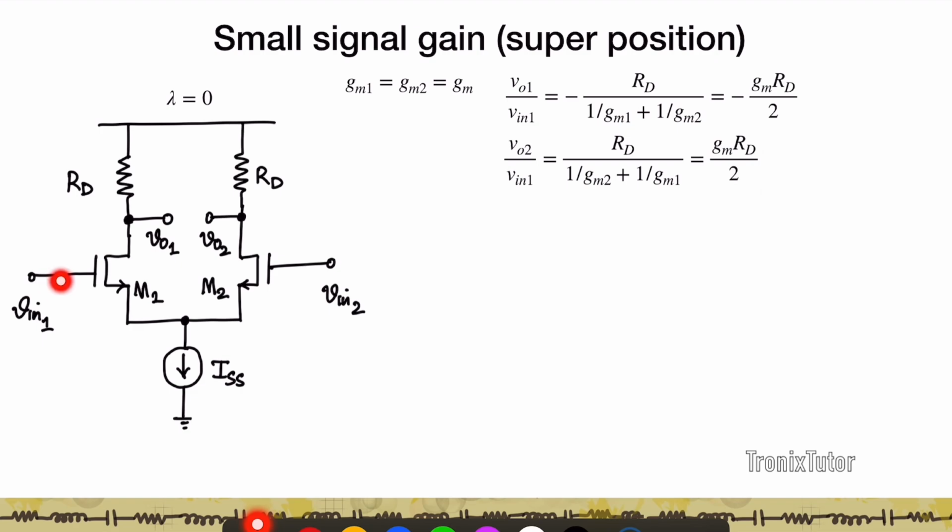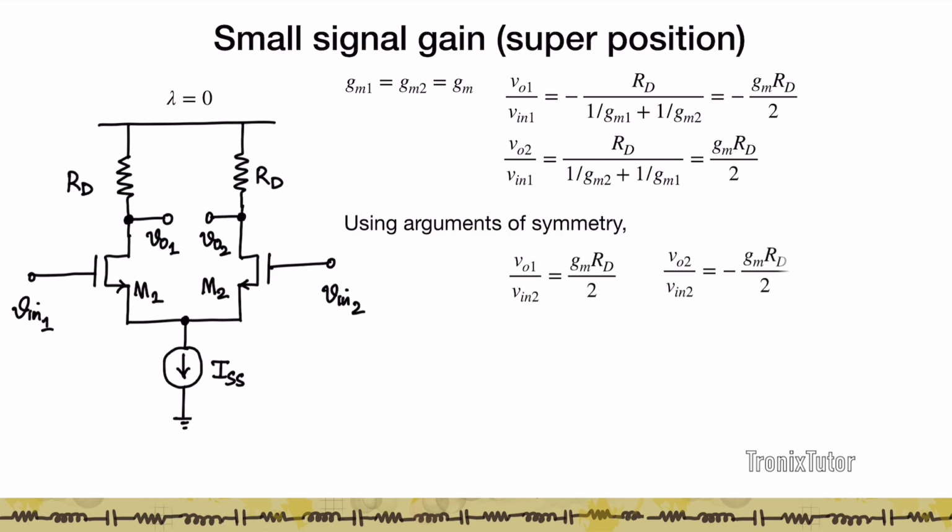So note that the gain from Vin1 to VO1 is inverting in its characteristic, because VO1 is going to decrease as Vin1 increases. However, you see that VO2 increases as Vin1 increases. Now similarly, the second half of superposition is going to be when I zero Vin1 and apply Vin2.